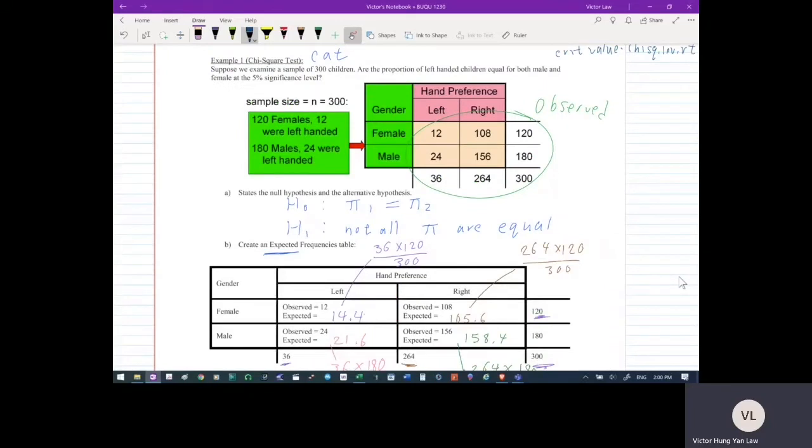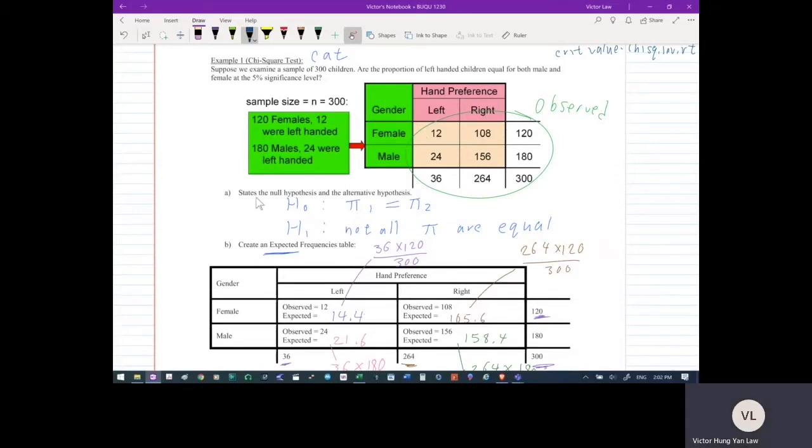Example 1, suppose we examine a sample of 300 students. Are the proportions of left-handed children equal for both male and female at the 5% significance level? When we're dealing with chi-square testing, we have categorical variables. In the table here, in the rows we have male and female, so gender, which is a categorical variable. In the columns, we have hand preference, left hand and right hand, also categorical variables. So we have two categorical variables, gender and hand preference. And in the cells, we have the counts, which are the actual observations.